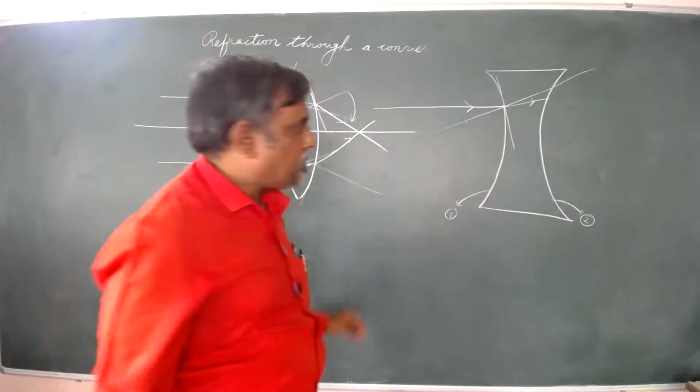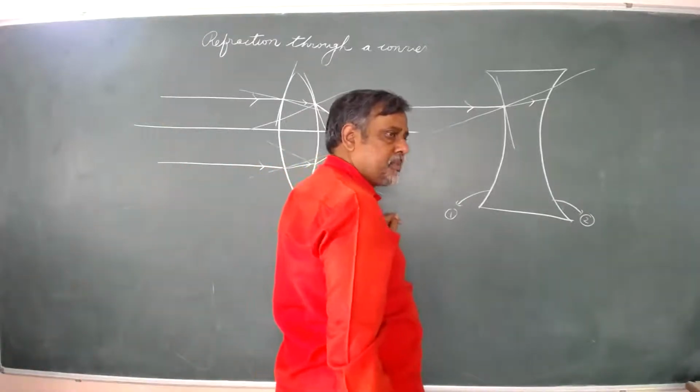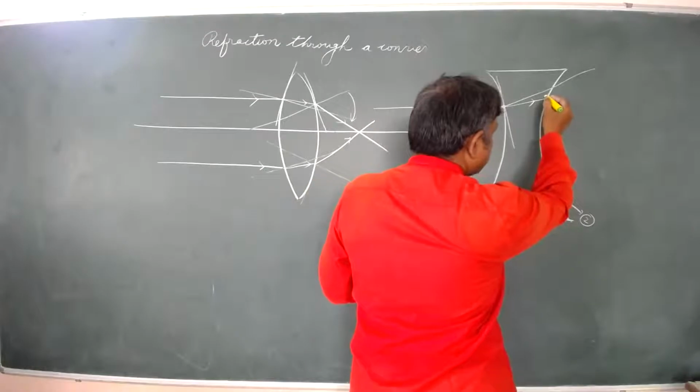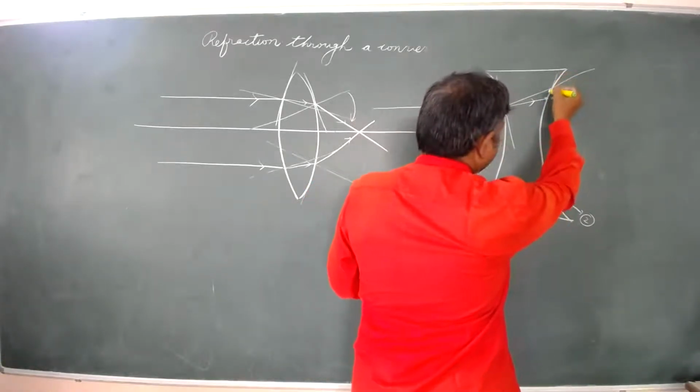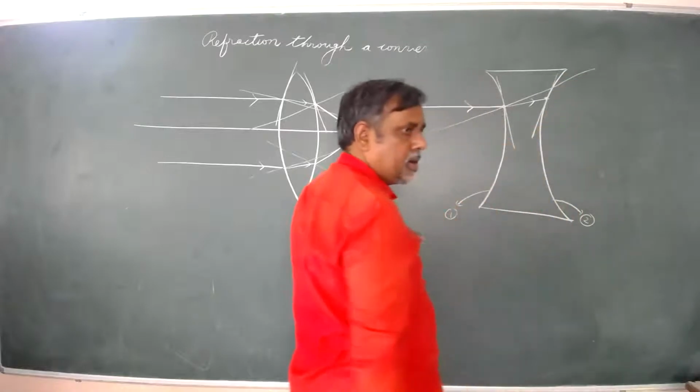Got it? Now, the second refraction begins. During the second refraction, this becomes the point of incidence. You need to draw one tangent over here for the sake of the normal.